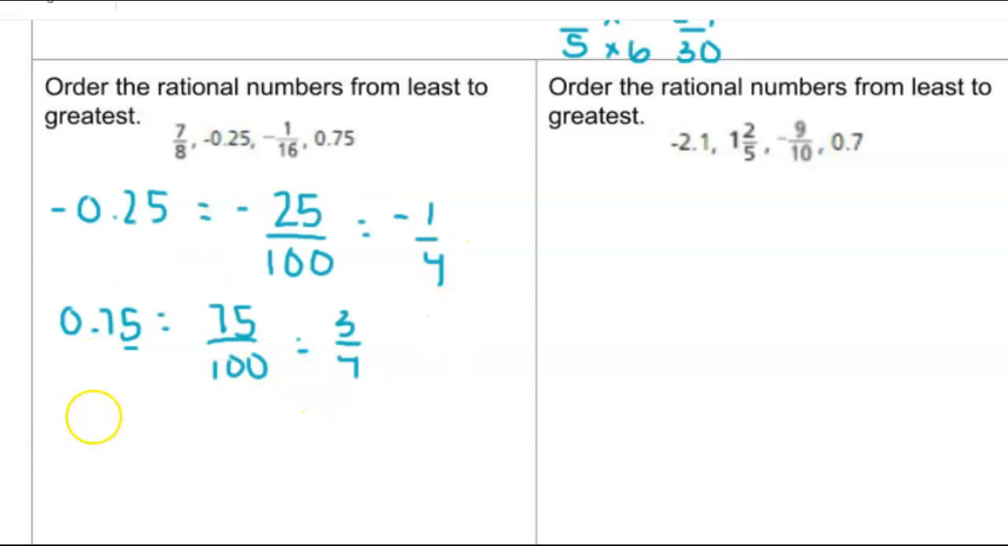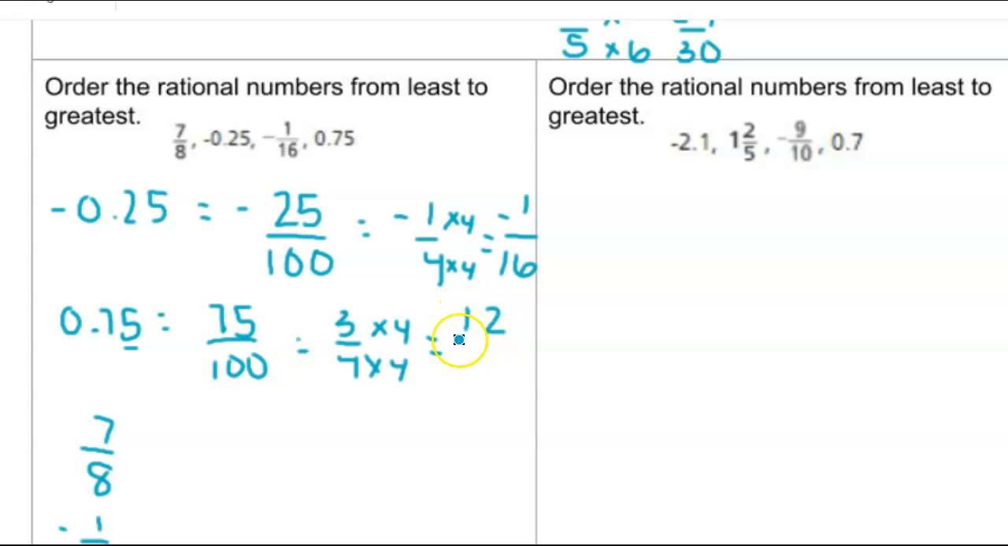Okay, so I have those. And then my fractions are 7/8 and negative 1/16. So I have 4's, 8, and 16. I'm going to change these all into 16. I'm going to multiply by 4 on this one. And I get negative 1 over 16. On this one, when I multiply by 4, and I'm multiplying by 4 because I want 16 on the bottom, because we have to get the same number on the bottom. This one I'm going to multiply by 2 to get 16 on the bottom. So I get 14 over 16. This one's already 16. And we're going from least to greatest.